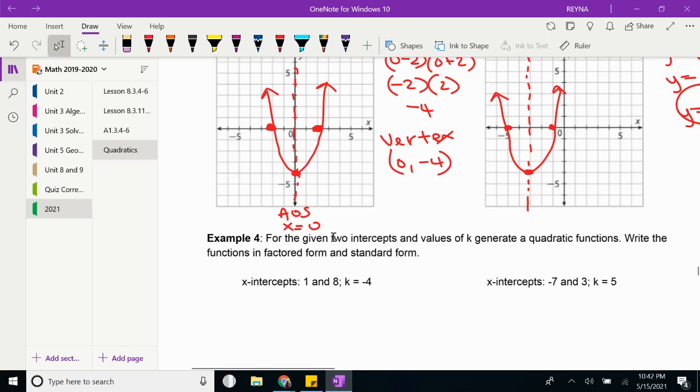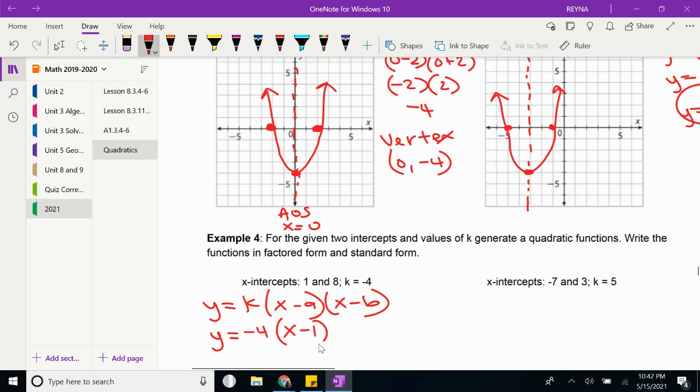Okay, now this one's saying, you know your zeros, now write it in factored form. So as a reminder, factored form is k parentheses x minus a parentheses x minus b. If you know your zeros, your a and your b are going to be basically the opposite of the x-intercepts. So I'll show you what I mean. So k is just what it is. If my first one is a positive one in my equation, I will make it a negative one. This number is a positive 8, so I will make it a negative 8.